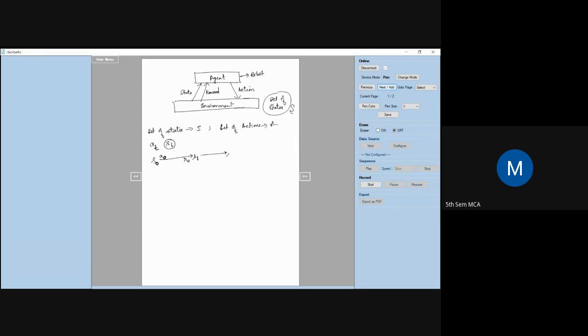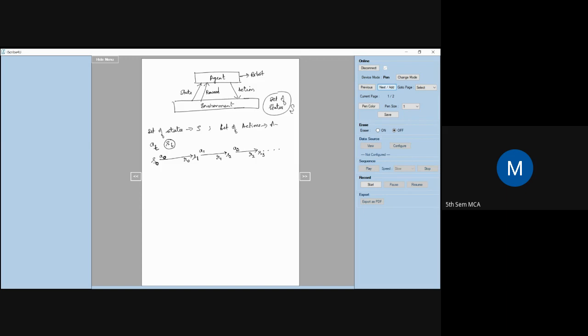Again, it has to now, let us say, move to S2. In order to move to S2, it will perform another action A1, for which it will receive, let's say, R1. Again, it will move to another state S3, for which it will perform an action A2, and it will receive a reward R2, and this will continue.